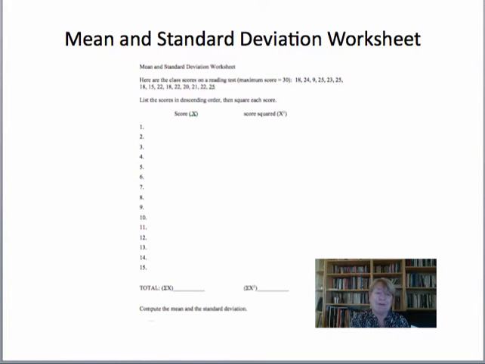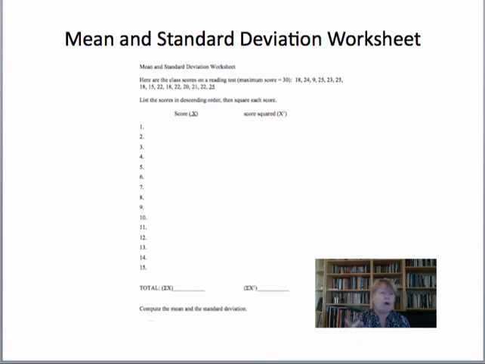X with a line over the top, mean equals 307. And not 307, but 20.5. I'm sorry. 307 is the total of the scores. Divided by 15 gives us 20.5. 20.5 is our mean score.